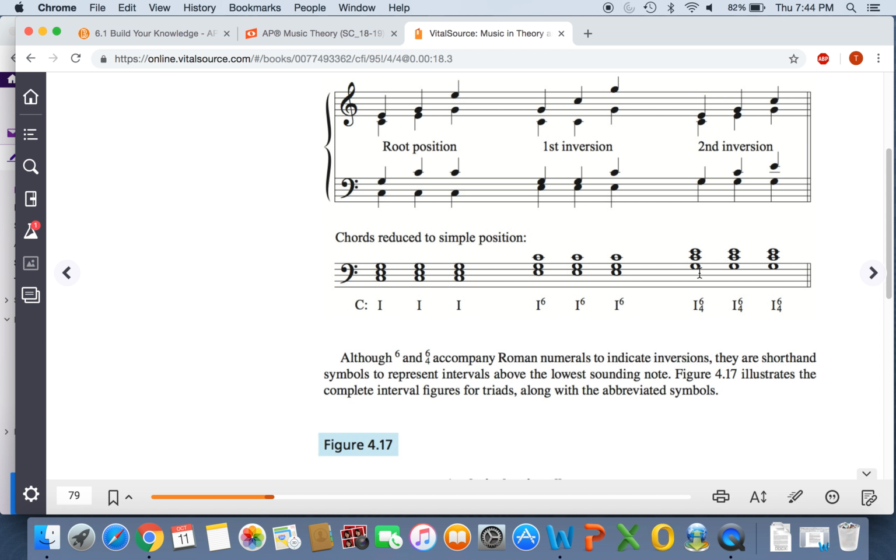If we go here, because the other ones, we don't ever mark that it's a third. That's just not important. It's a 6-3. We don't write down that it's a 6-3. It's just a 6 chord. A 1-6-4 is a second inversion chord. So the top interval is a 6th away. The next interval is a 4th away. It's a 6-4 chord, second inversion.